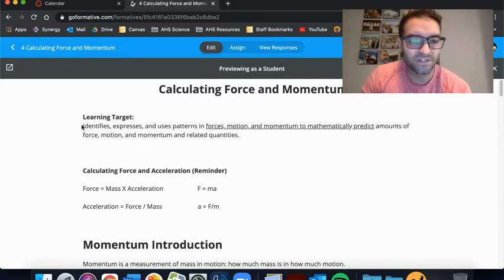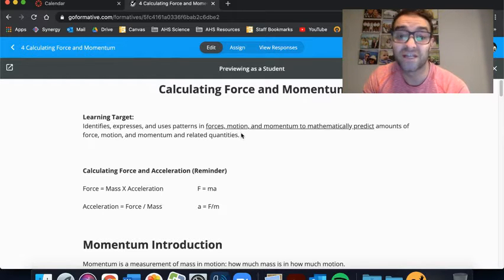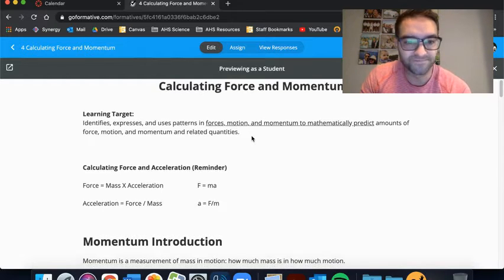So, before we get started, I wanted to go over the learning target that we're really focusing on right now with these activities. And so it is identifies, expresses, and uses patterns and forces, motion, and momentum to mathematically predict amounts of force, motion, momentum, and related quantities. So, really, it's about calculating these quantities and then making sure you understand what those numbers are actually saying.